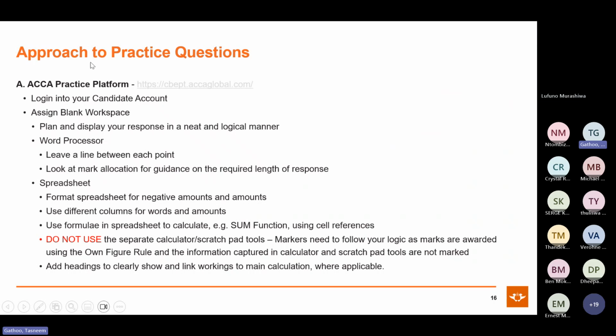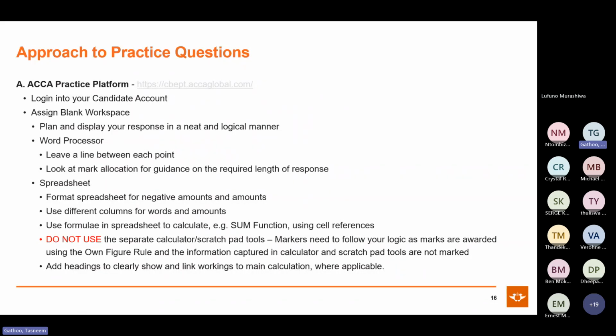The way you go about it is to approach these practice questions, firstly, like I said, by going onto the ACCA practice platform. I've included the link here. This is where you access it from. So you log into your candidate account and you'll assign a blank workspace. Okay. Just before we open it, I just want to go through some tips and then we'll open it and show you how the functionality looks.